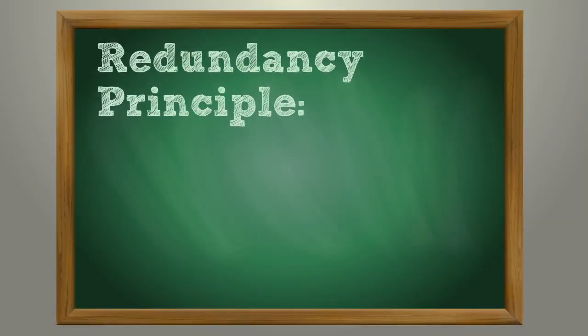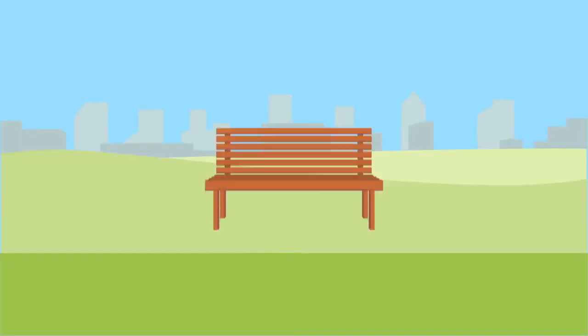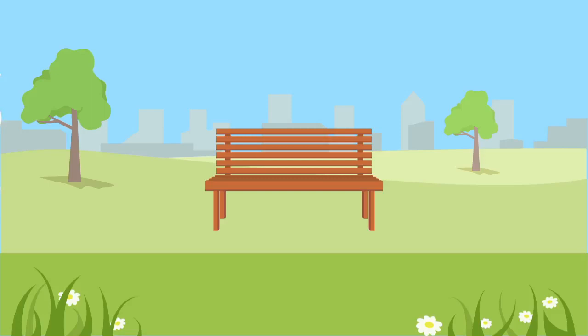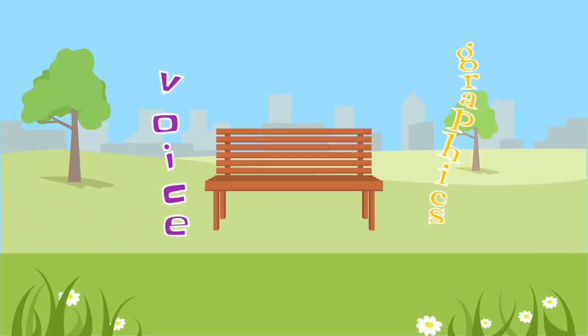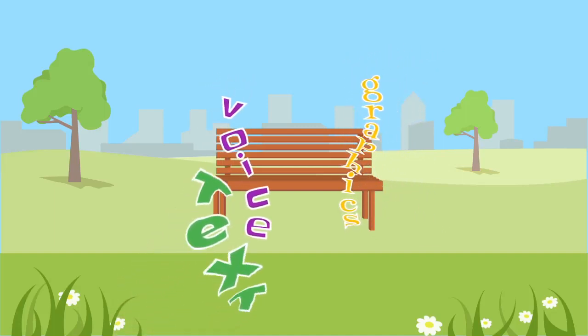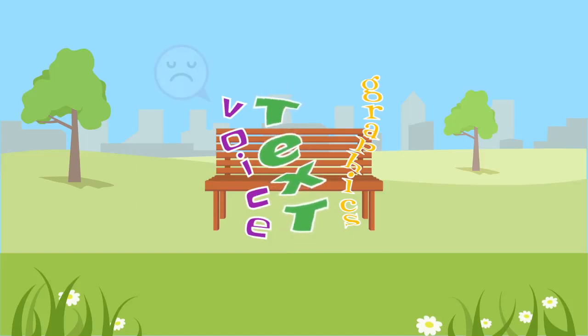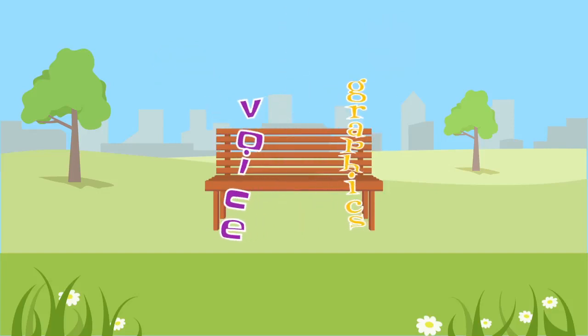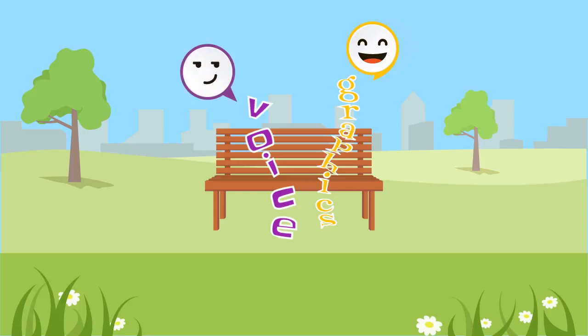With the redundancy principle, three's a crowd. We have a really hard time processing more than one source of verbal information at the same time. So we need to be extra careful when using text and voice with graphics. Learners can't decide whether they should be listening or reading when looking at the graphics. Something's got to go, and usually the best approach is to nix the text so your learners can focus on the visuals while listening to the voiceover.